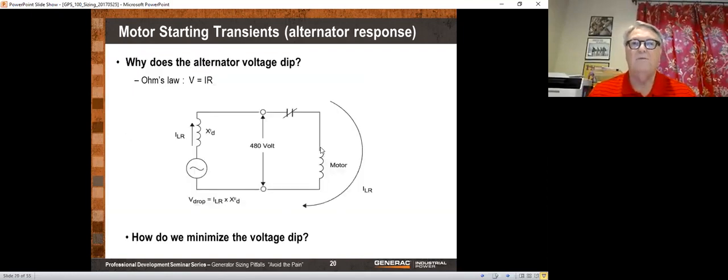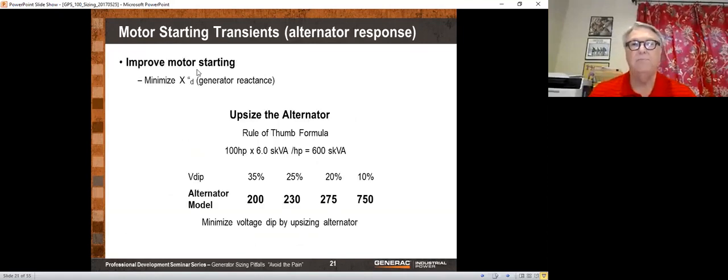Why does a generator voltage dip? Because they have very high subtransient reactance. And when you get high currents, you're going to get large voltage drops in the subtransient reactance of the alternator, and it's going to cause a large voltage drop. Now, again, the voltage regulator will still bring it right back to 480 volts, but that may be too late. Your load may have already tripped.